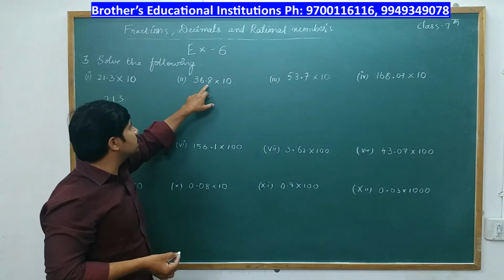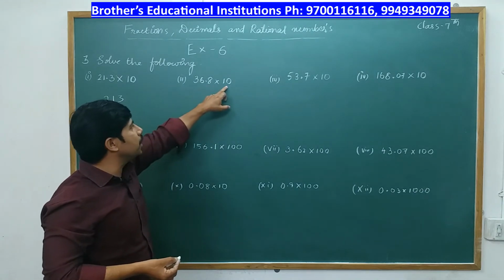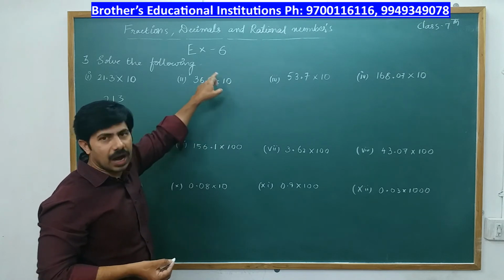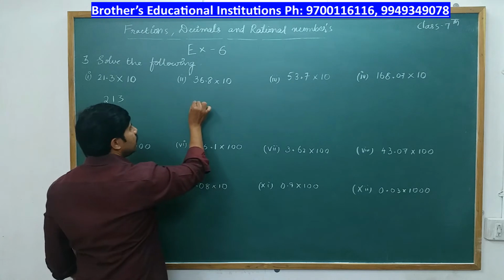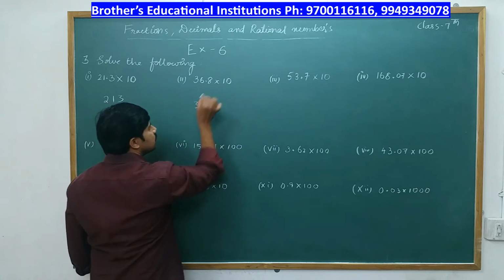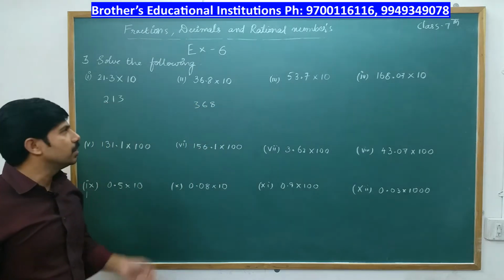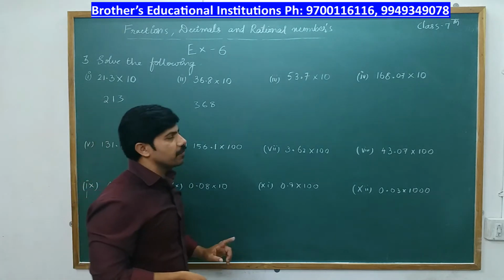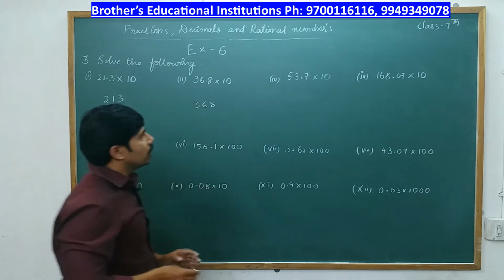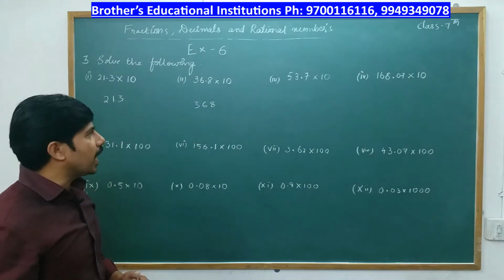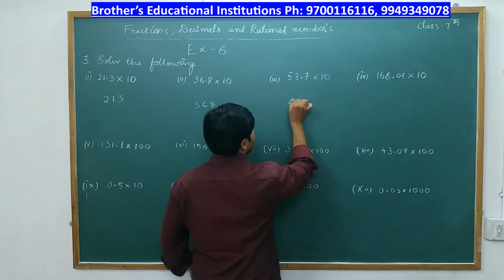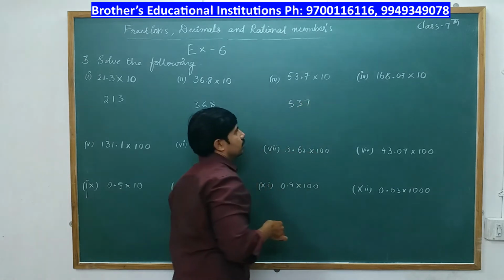It is 36.8 into 10. For 10 we have 1 zero. So we need to shift the decimal after one digit. So when we shift, we are left with only 368. Okay. So this is over. Now we'll go to the next one. 53.7 into 10. Okay. So we have to shift the decimal after one digit as we are multiplying with 10. So we get 537. Right.